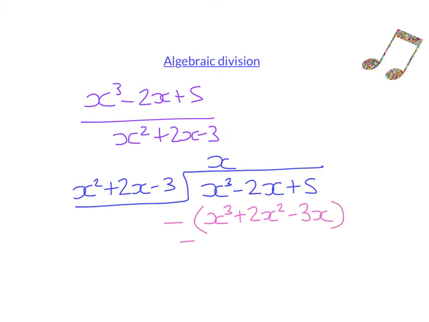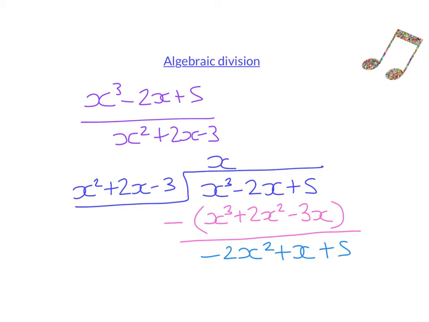So I'm going to subtract that and see what remainder I have. So x cubed take away x cubed, nothing. I've got 2x squared here and I've got 0x squared at the top, so I'm going to have minus 2x squared. I've got negative 2x, take away negative 3x, which is negative 2x plus 3x, which gives us plus x. And I've got 5, take away no numbers, so I've got plus 5.